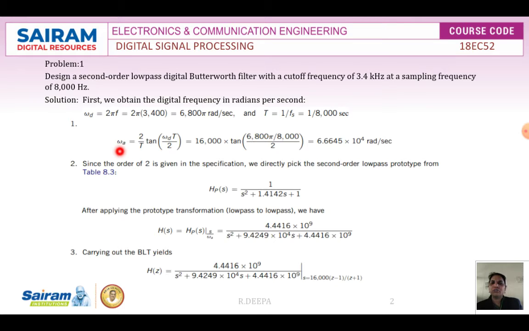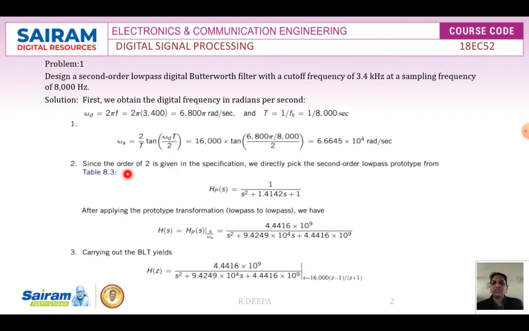So first we will be doing the pre-warping. What pre-warping is: you need to convert the given digital specifications into analog specifications first. For that we have the formula omega A is equal to 2 by T tan of omega d T by 2. So let us substitute 2 by T as 2 divided by 1 by 8000, which is 16,000, multiplied with tan of omega d. Omega d is 6800 pi multiplied by 1 by 8000, whole divided by 2. If you simplify, you will get omega A as 6.6645 into 10 power of 4 radian per second.